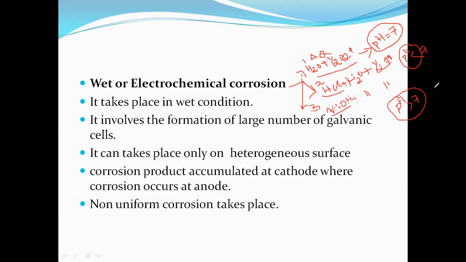So when we are discussing electrochemical corrosion, it takes place under three conditions. The first condition, neutral medium, aqueous condition. The second condition, acidic medium. The third condition is the base medium, right? The corrosion takes place in the wet condition: neutral condition, aqueous condition, acidic condition, or basic condition.